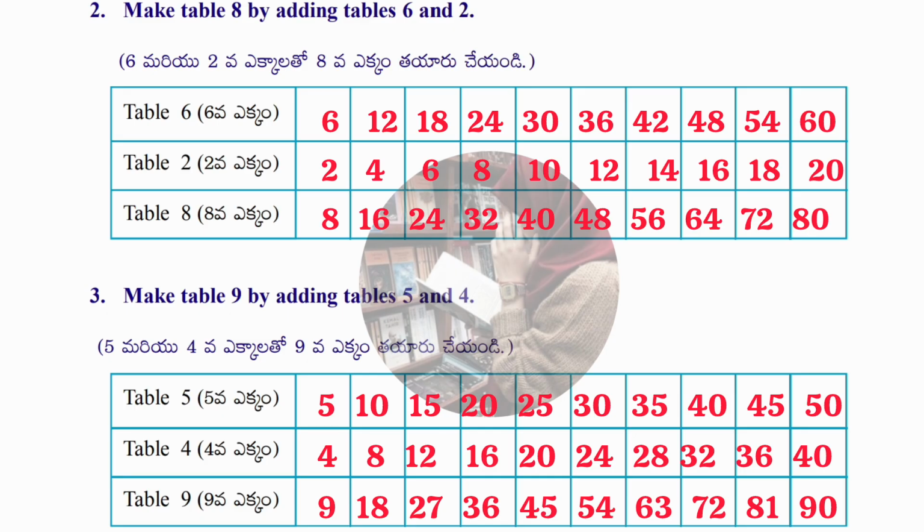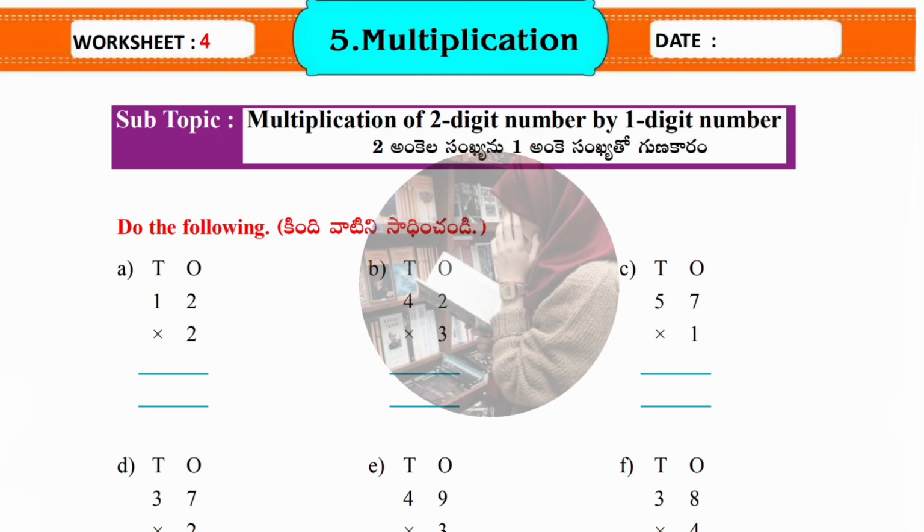9 1 is 9, 9 2 is 18, 9 3 is 27, 9 4 is 36, 9 5 is 45, 9 6 is 54, 9 7 is 63, 9 8 is 72, 9 9 is 81 and 9 10 is 90. Got it? Now we'll move to the fourth worksheet.